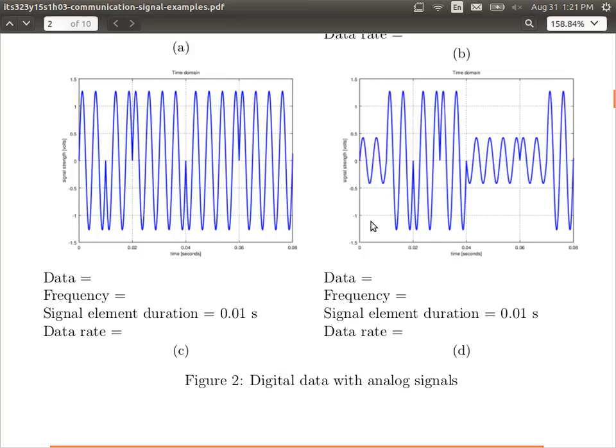8? With 8 different signal elements, we can represent a combination of 3 bits per value: 000, 001, through to 111. There are 8 combinations when we have 3 bits. So if we had 8 different signal elements, we'd have 3 bits per signal element, therefore we'd get 300 bits per second. 3 bits per 0.01 seconds.